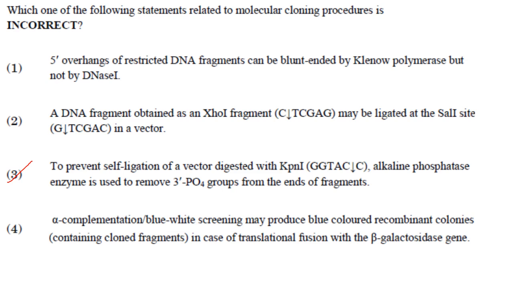Then next one. To prevent self-ligation of a vector digested with KpnI, alkaline phosphatase enzyme is used to remove 3' phosphate groups from the ends of the fragment. That is not correct. So that is your answer. Alpha complementation. Blue-white screening may produce blue-colored recombinant colonies in case of translational fusion with the beta-galactosidase gene. The beta-galactosidase gene is not disrupted, so that option is also correct.